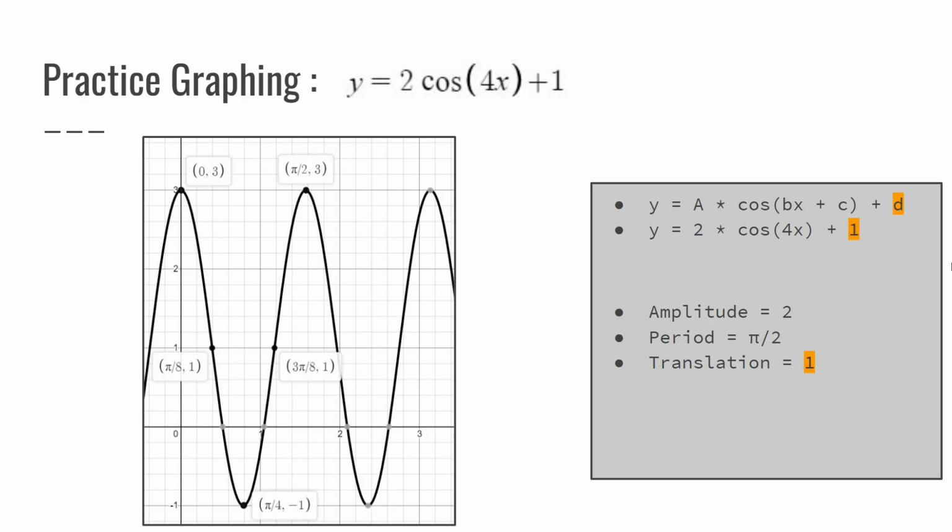And finally, we have our last value, which is just plus d. We have a vertical translation of 1, so all of the y values get bumped up by 1. We can see now that the maximum point is 0, 3, or pi over 2 and 3, and the bottom point is pi over 4, -1. So really just move the whole graph up by 1 unit, nothing you haven't seen before.